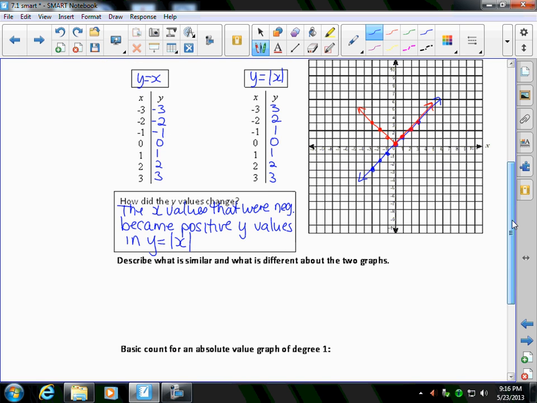So the next part says, describe what is similar and what is different about the two graphs. So if we look at these graphs, where the x is equal to 0 or a positive value is identical to the original graph, but the parts where the x is negative were just a reflection of the original graph.